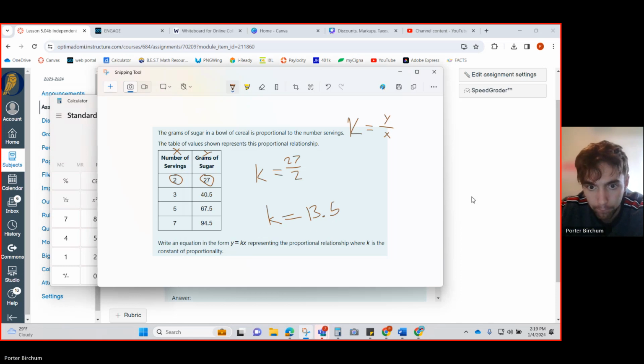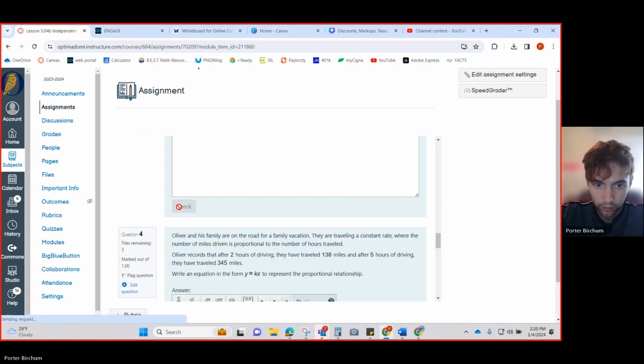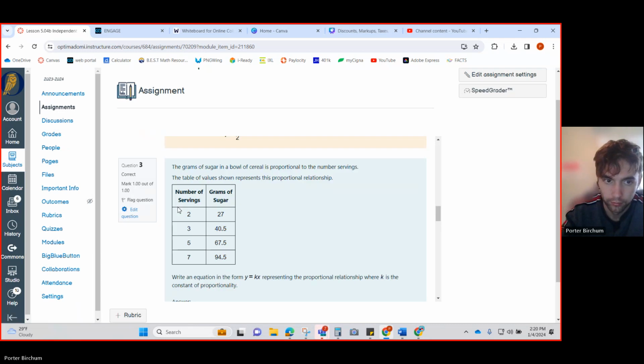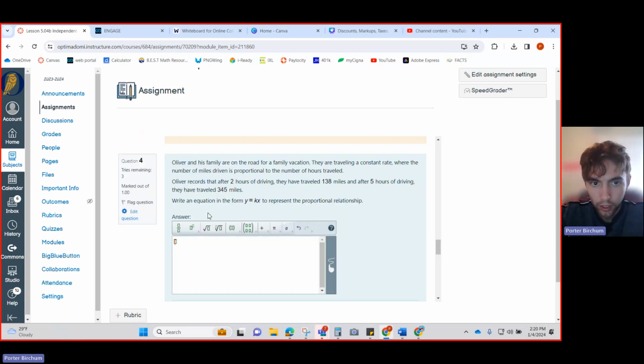13.5. Let's get that typed in. Y equals 13.5x. Nice. Question 4. Oliver and his family are on a road trip for a family vacation.